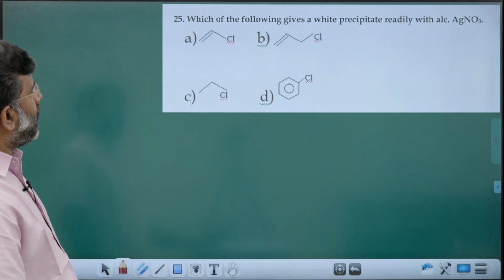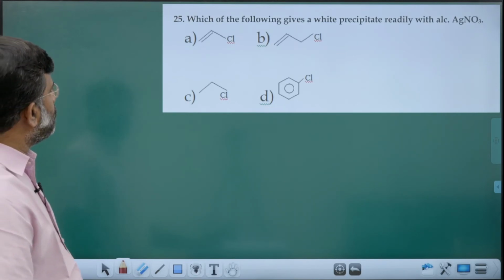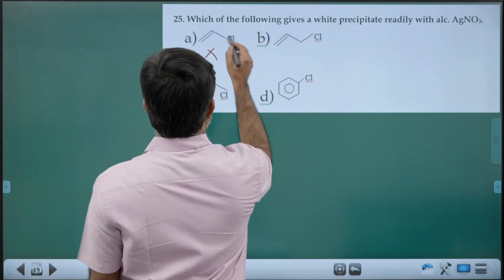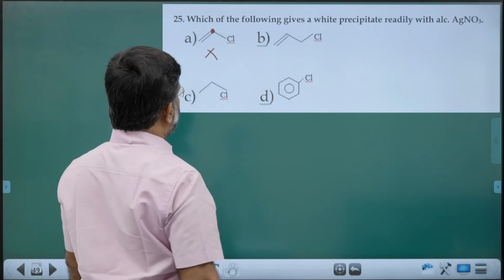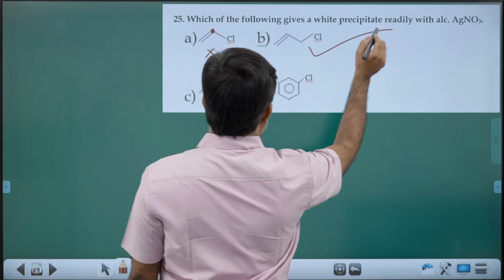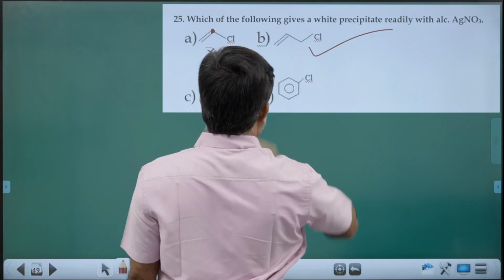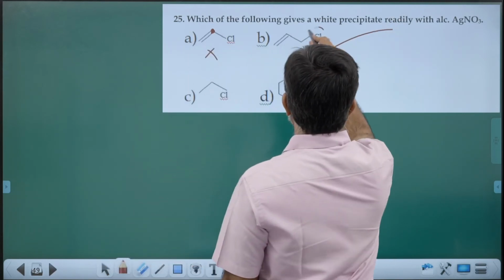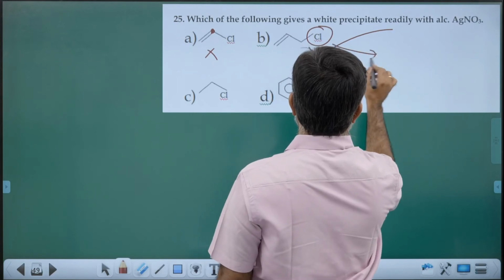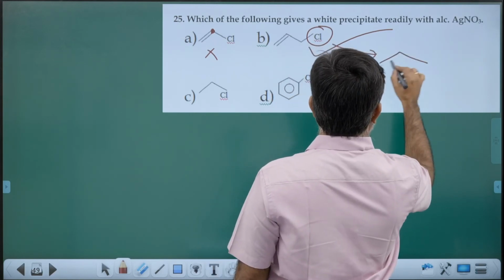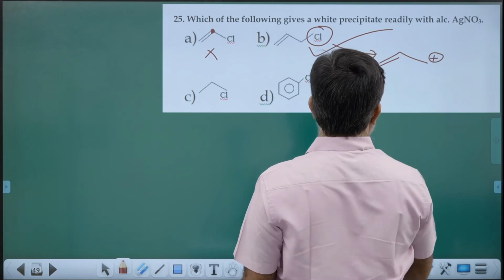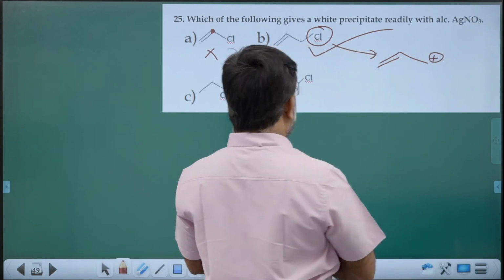Which of the following gives a white precipitate readily with the alcoholic silver nitrate? This you can't, because chlorine is connected to sp2 carbon. This is the answer. This will easily give you a white precipitate because this chlorine can be easily removed and thereby you are getting an allyl carbocation. Allyl carbocation is stable due to resonance.